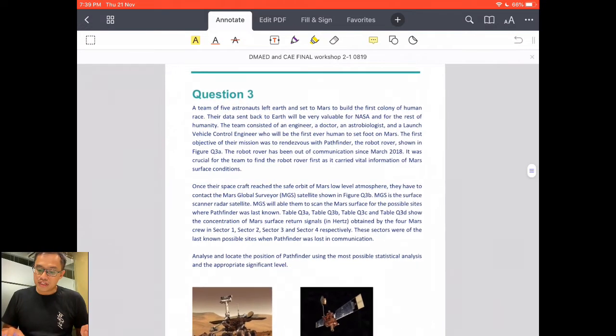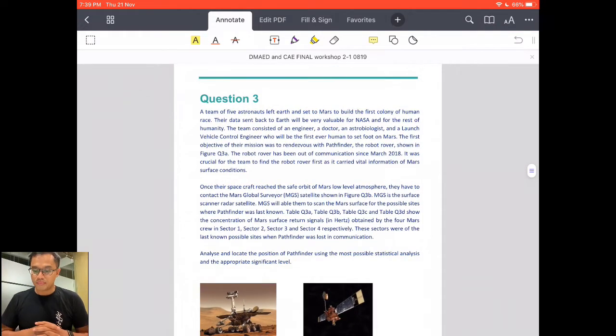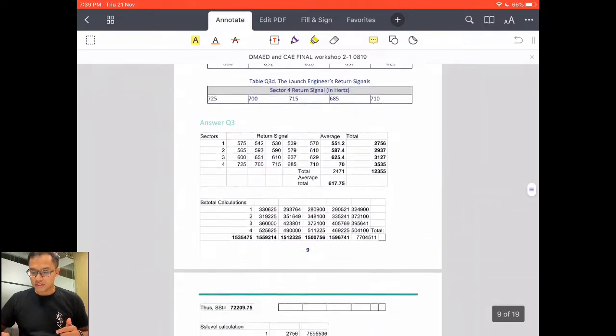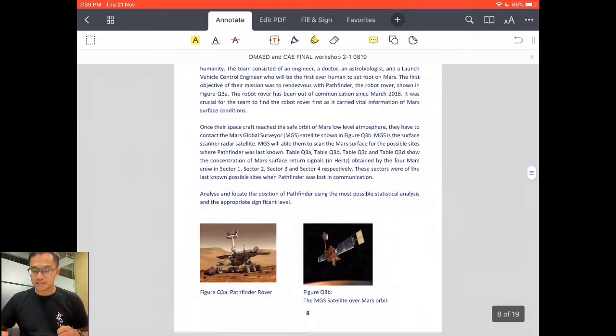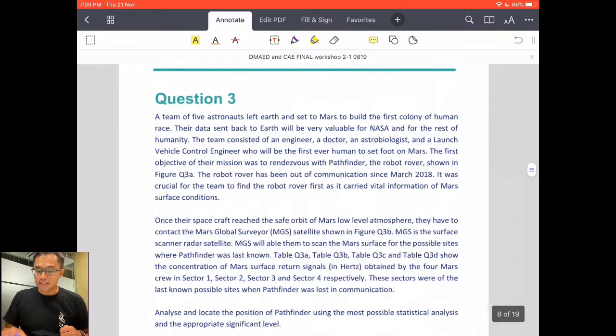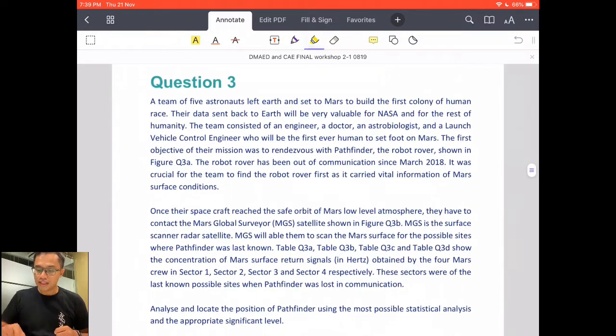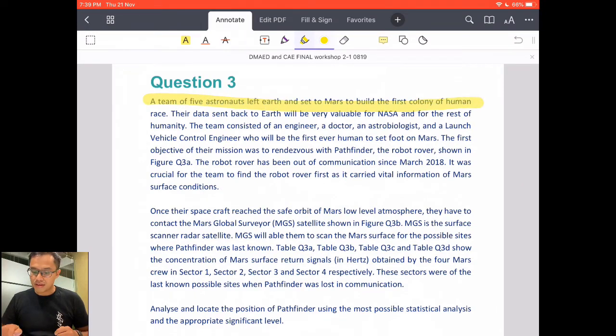On your screen now is question 3 of my workshop. This is a long question. It spans 2 pages. Okay, so I'm going to discuss this. I'm going to read this together using a yellow highlighter. It says here, a team of 5 astronauts left Earth and set to Mars to build the first colony. The team consists of an engineer, a doctor, a strategist, a launch control vehicle, and another person who is not named. It doesn't matter.